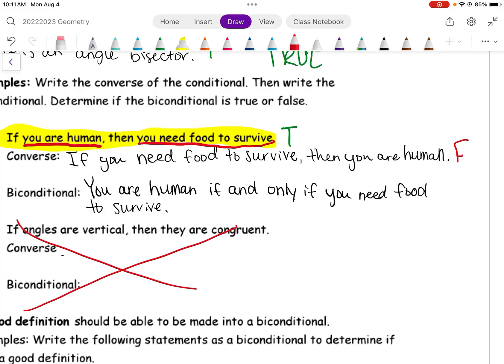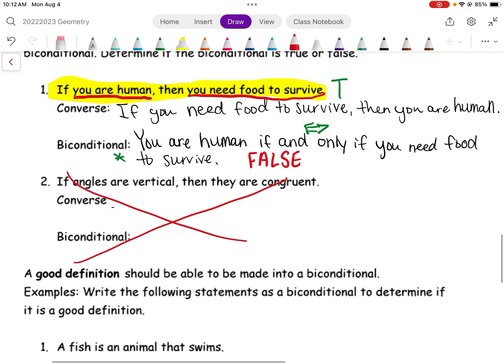Therefore, think about the biconditional. You are human if and only if you need food to survive. These can be tricky sometimes because this statement right here kind of sounds true. We want to say true because it sounds a lot like the conditional. But remember that if and only if implies that this is a reversible statement. But as we just saw, it is not. This statement does not work both ways, so it's a false biconditional.